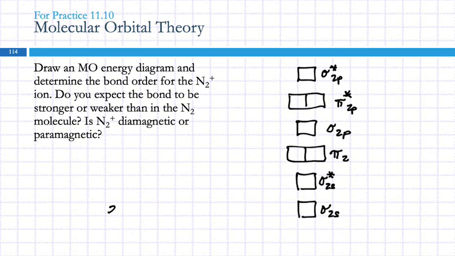Well, there's two nitrogens, and they each have 5 electrons, right? And the positive charge means it lost one. So there's 9 electrons. So we're going to put 9 electrons into this funny diagram using the same rules we used for regular orbital diagrams. 1, 2, 3, 4, 5, 6, 7, 8. They're going to take their own until they have to pair up. 9.